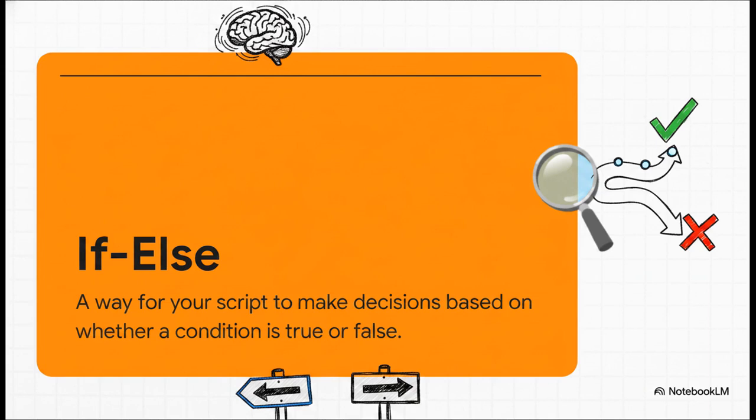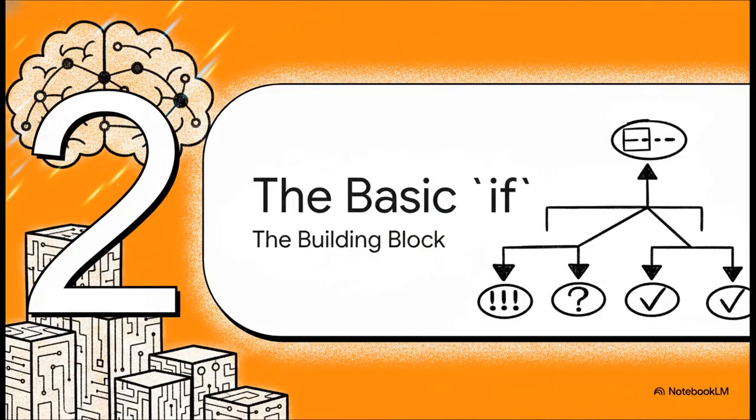It asks a simple true or false question and then decides what to do based on the answer. You can think of it like a fork in the road for your code. Should it go left or should it go right? If-else is what lets the script figure that out. To build that brain, we've got to start with the most basic piece. And that brings us right to our second section, the basic if statement. This is the foundation for everything else we're going to do.